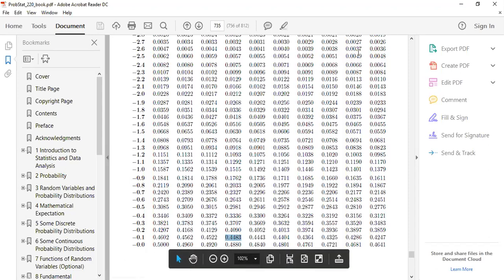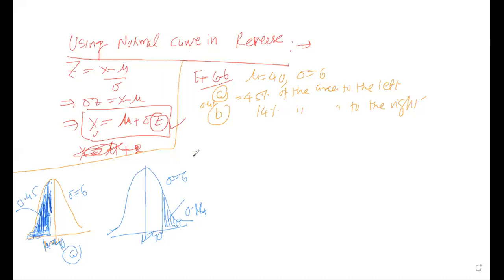Now my Z value is negative 0.13. So let me write this value here. Z value is negative 0.13. So I can say that the probability of Z less than negative 0.13 is equal to 0.45.